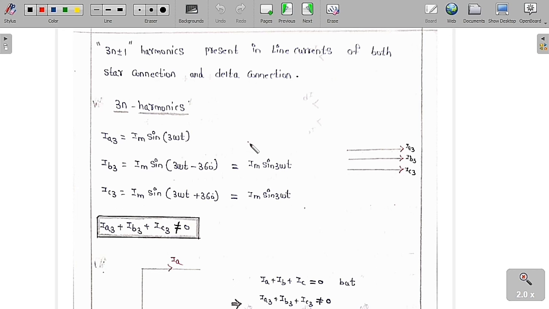Whereas the 3n harmonics will never be present in the line currents of both the star connection and also the delta connection. So listen again: 3n plus or minus 1 harmonics are going to be present in the line currents of both star connection and delta connection, but 3n harmonics will never be present in the line currents of star connection and delta connection.